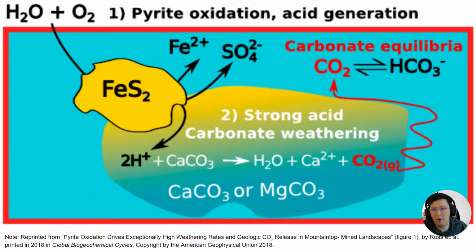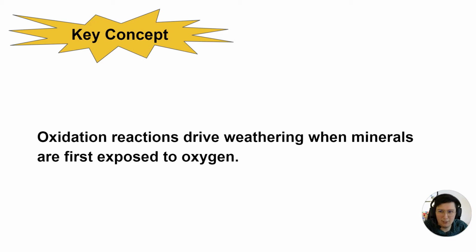And then because we're already under very acidic equilibrium conditions, that CO2, instead of staying in the solution as bicarbonate, is going to off-gas as CO2 gas. So where there is pyrite oxidation, not only do you get faster carbonate weathering, but you also have this weathering acting as a geologic source of CO2 in the atmosphere. So the key concept here is just that oxidation reactions drive weathering when minerals are first exposed to oxygen. And we'll get more into the nitty-gritty on reduction and oxidation in subsequent lectures.